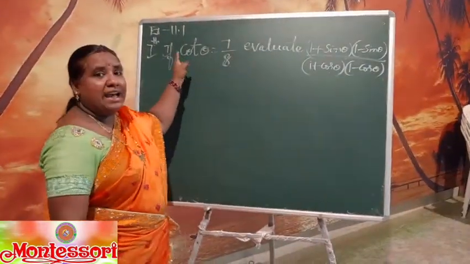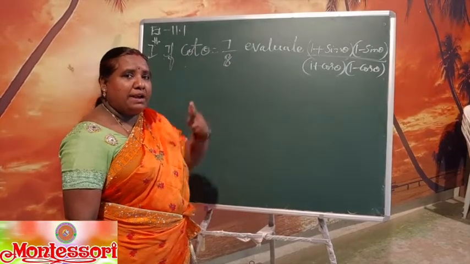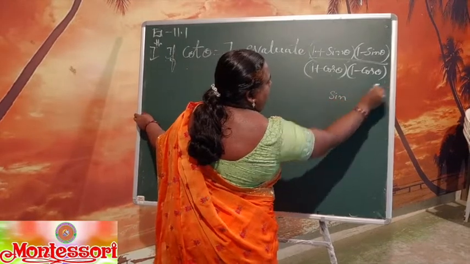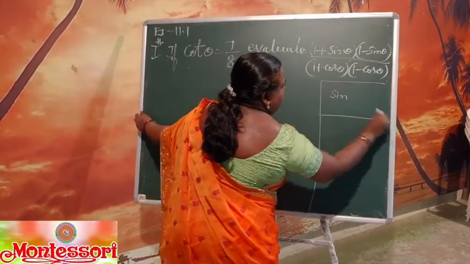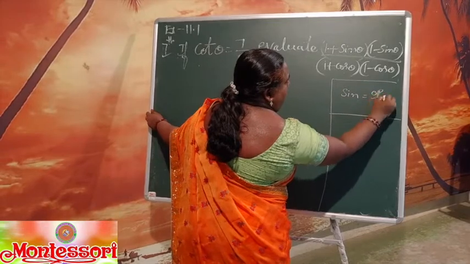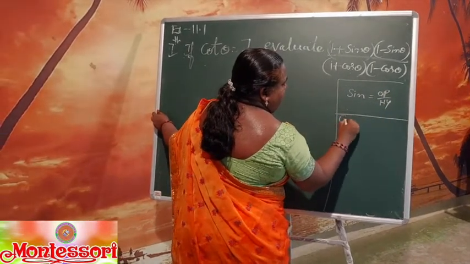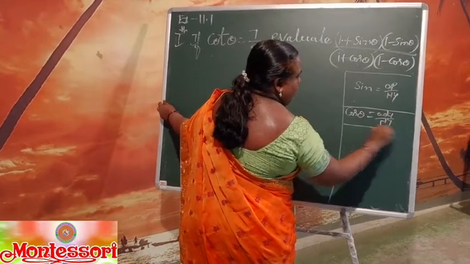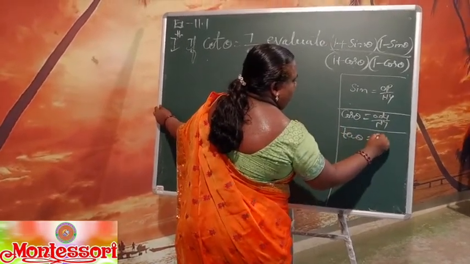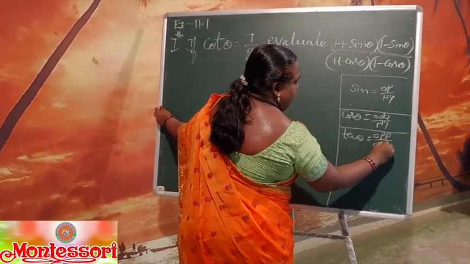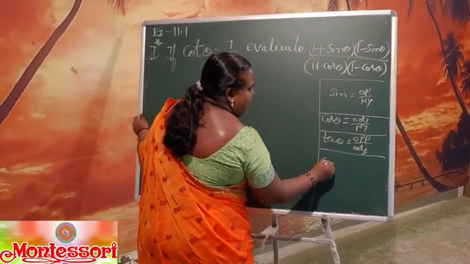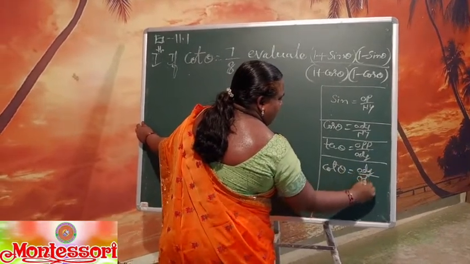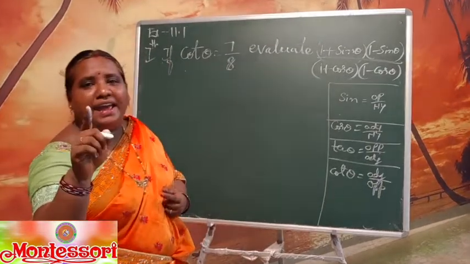What is given here? Cot theta. Cot theta formula, anybody can say? You recall once again. Sine, if you can write all these formulas once again, it will be easy for you. Sine formula, opposite by hypotenuse. Cos theta, adjacent by hypotenuse. Tan theta, opposite by adjacent. You know that cot theta is nothing but multiplicative inverse of tan theta. So it is adjacent side by opposite side.